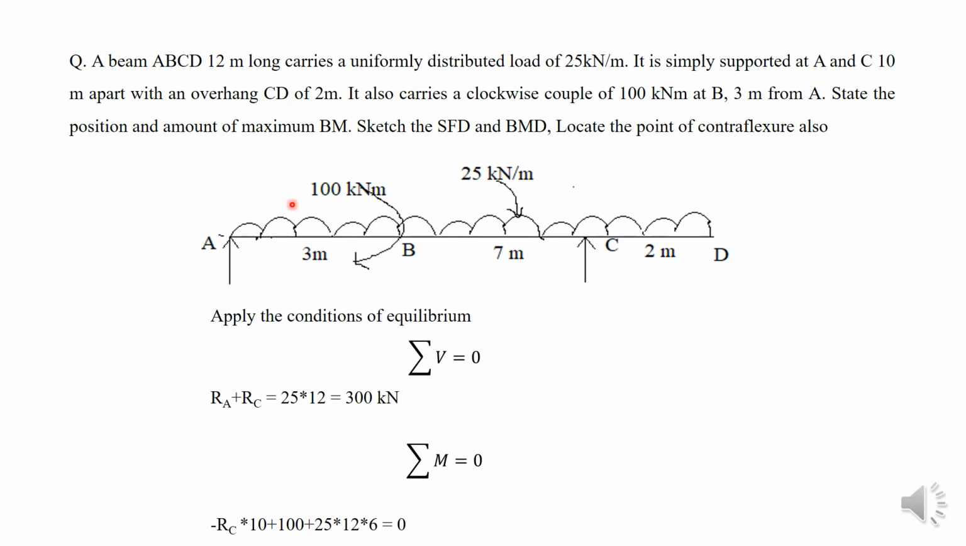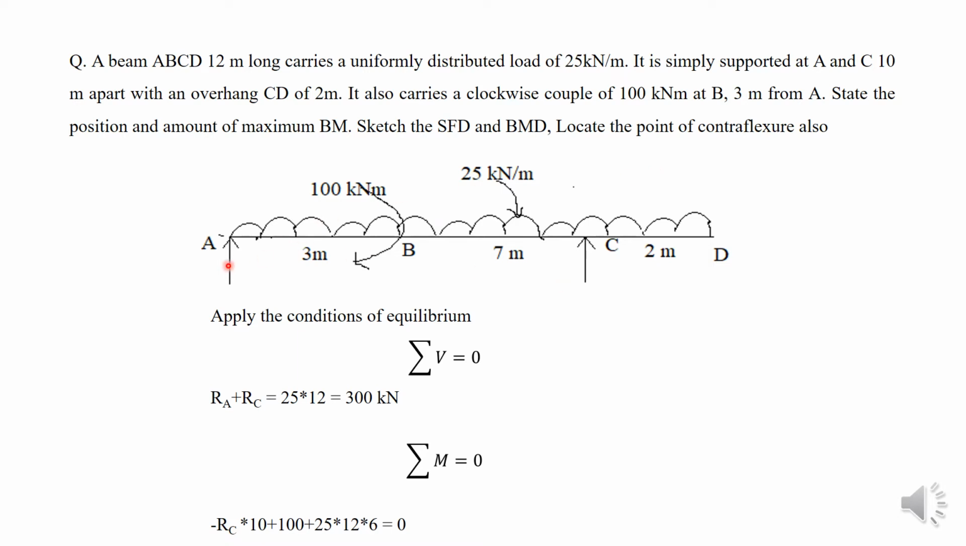Okay, let's see the next problem. A beam ABCD, 12 meter long, carries a uniformly distributed load of 25 kilonewton per meter. It is simply supported at A and C, 10 meter apart, with an overhang CD of 2 meter. It also carries a clockwise couple of 100 kilonewton meter at B, that is 3 meter from A. State the position and the amount of maximum bending moment. Sketch SFD and BMD and locate the point of contraflexure also.